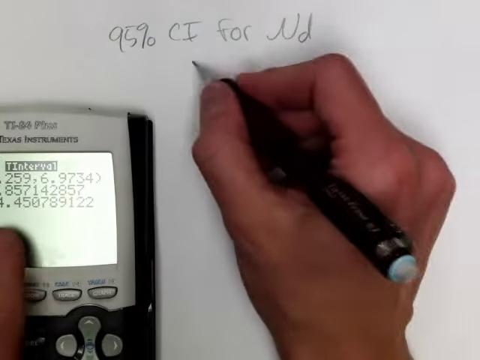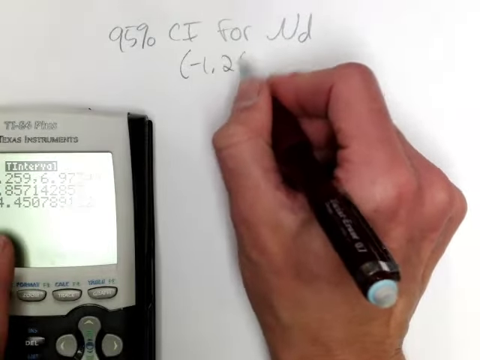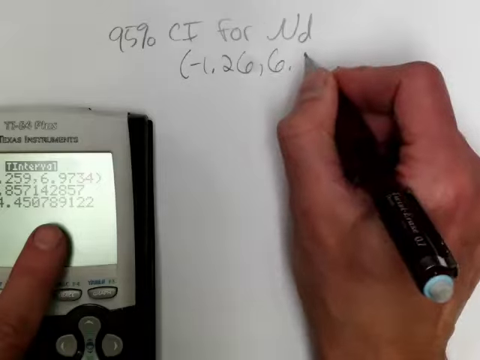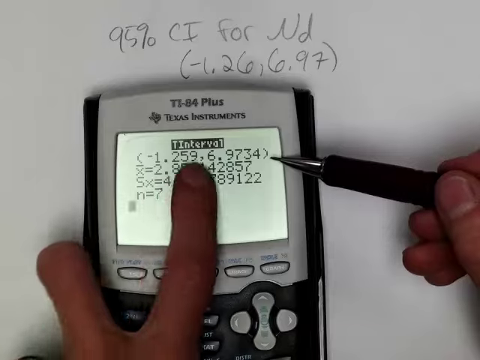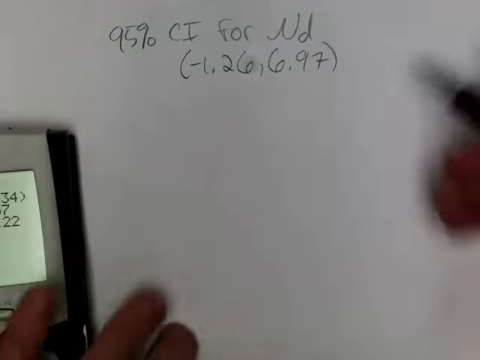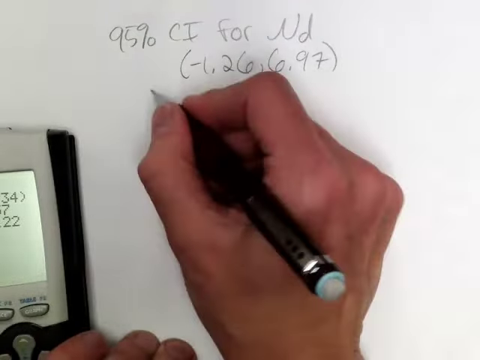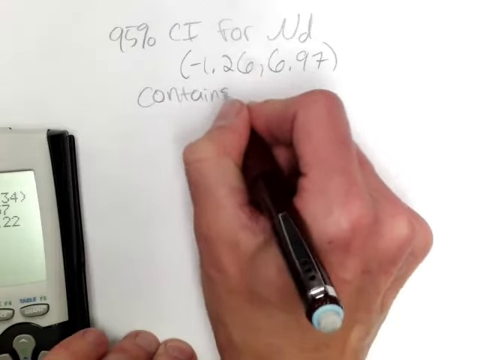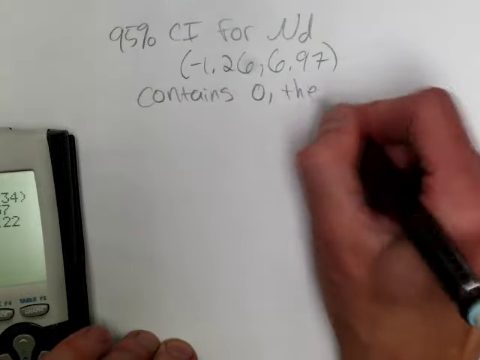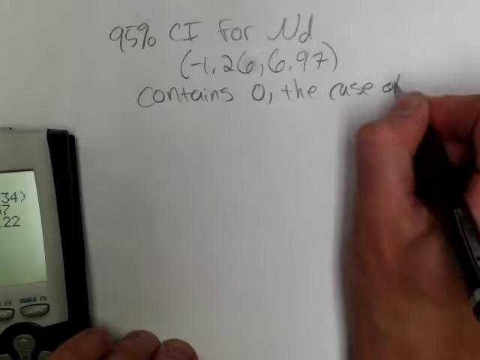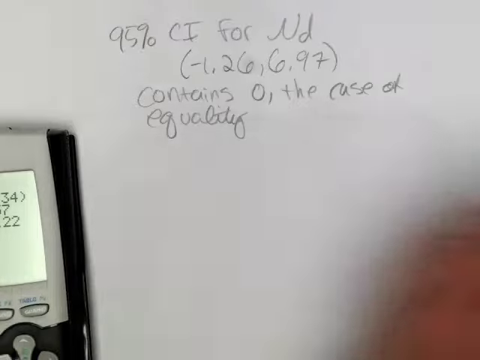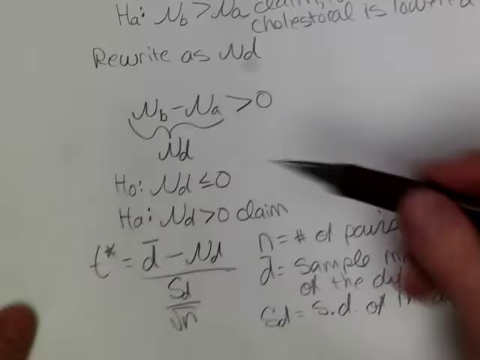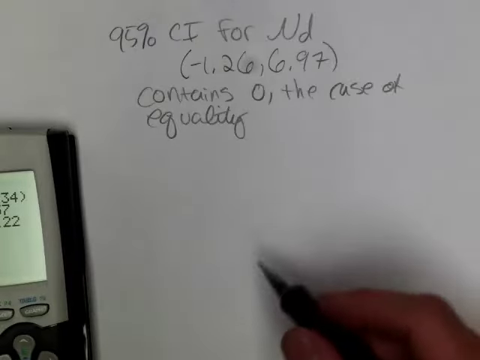Okay, so notice our confidence interval limits from the calculator, the confidence interval blankets 0. Okay, since this confidence interval contains 0, which is the case of equality from the null hypothesis, this is consistent with failing to reject the null.